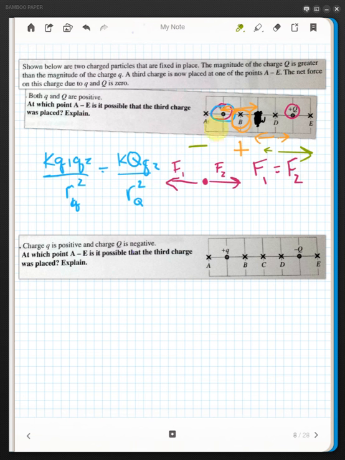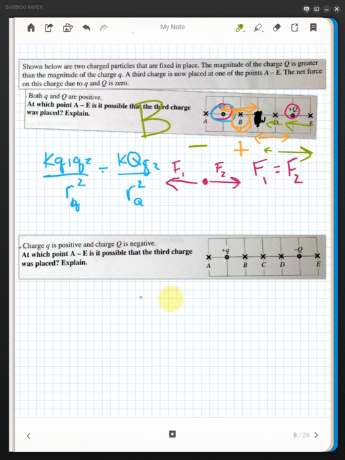Now let's check what would happen at A and E. At E, if I put a negative charge here, it'd be pulled towards big Q a lot, and towards little q a little bit. Doesn't really matter what their magnitudes are, because if the forces point the same way, they're never going to cancel out. Same thing if I put a positive there, it would just be pushed to the right. And the same thing will happen at A. You can check that too. So B is definitely our answer for this one.